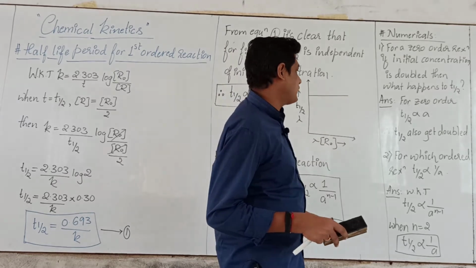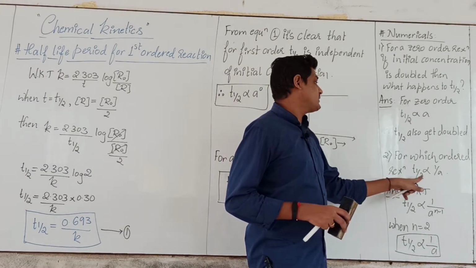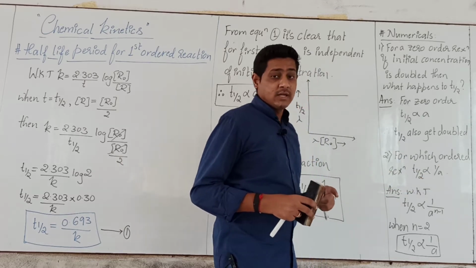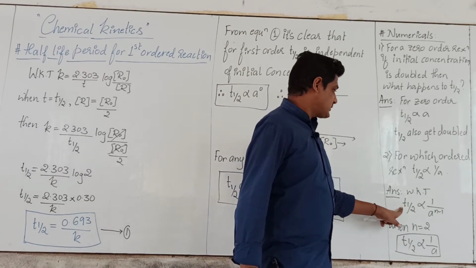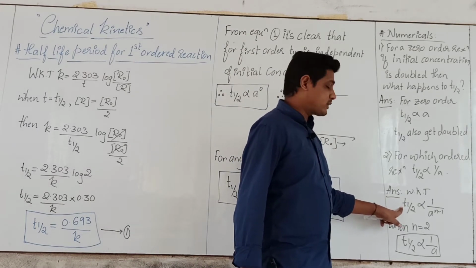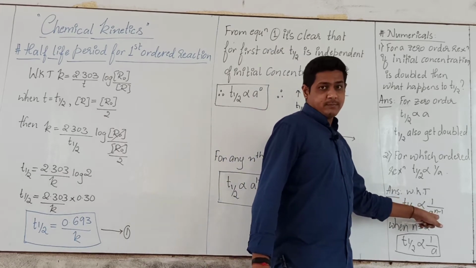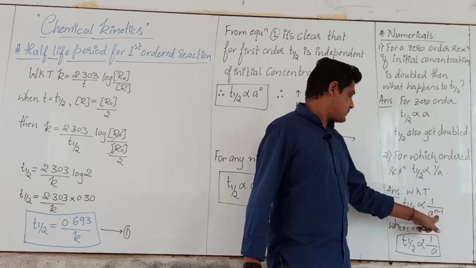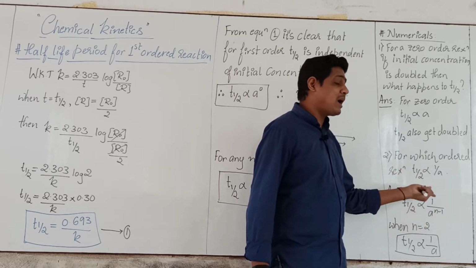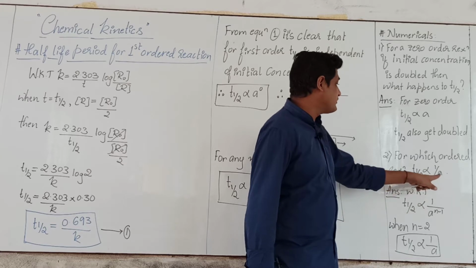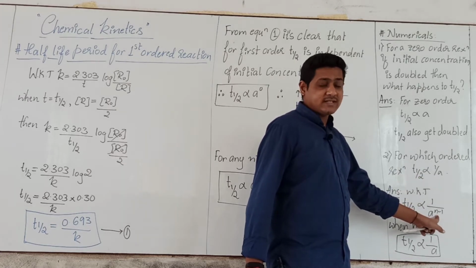Then the next problem: for which ordered reaction is half-life period inversely proportional to the initial concentration? Just now we were discussing it. You have to remember this shortcut. Then you go on substituting the value of n. When n is 0, it will come as 0 minus 1, A to the power minus 1, it will go above. They are asking for inversely proportional, so n equal to 0 is not the answer.